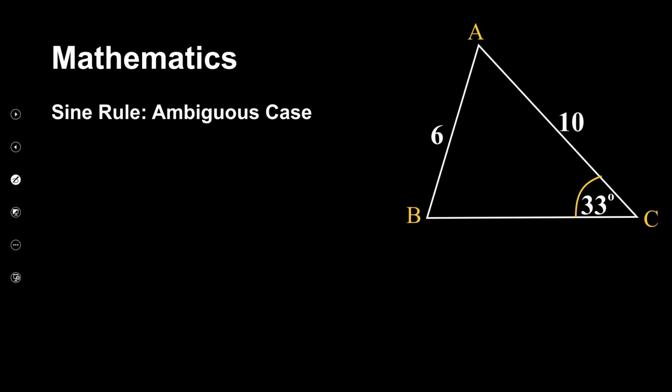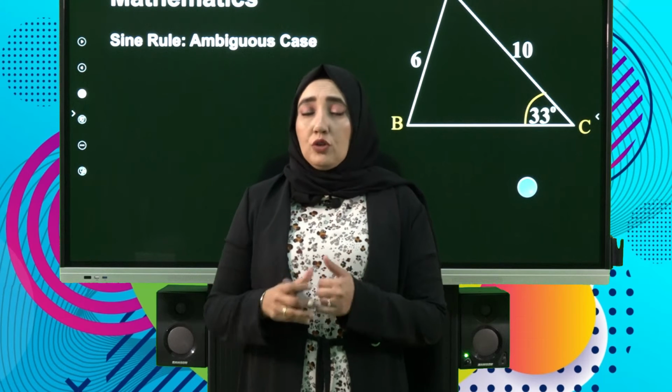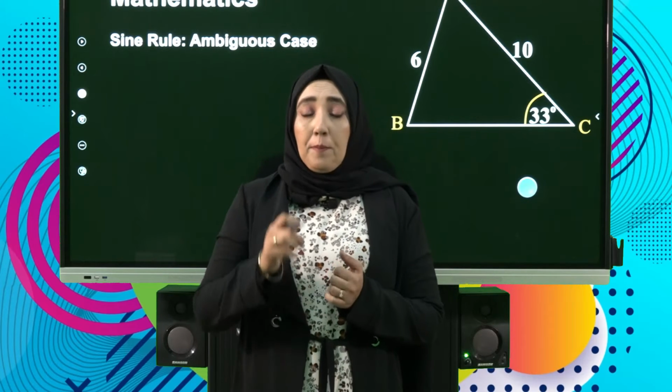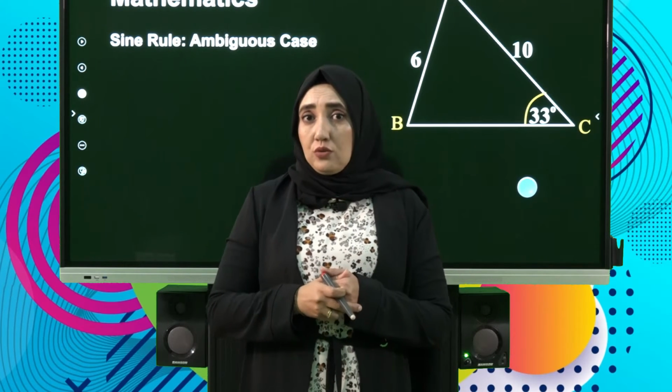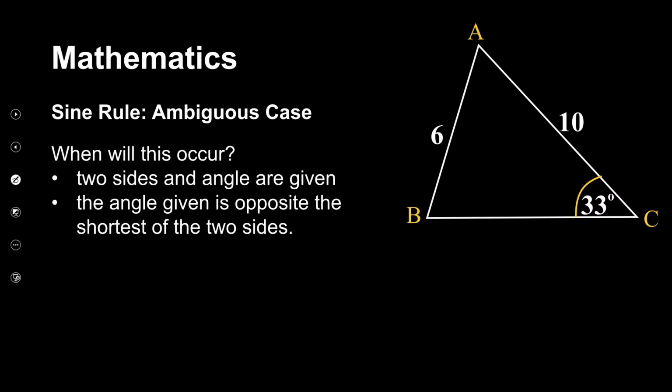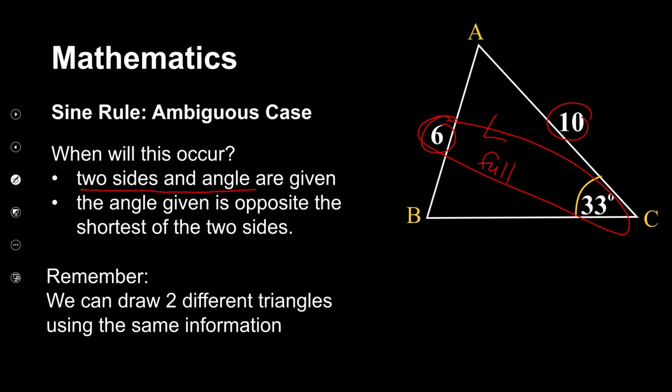Okay, and remember in the sine rule there's the ambiguous case. Can you remember when the ambiguous case is applied? Remember, for the sine rule you need one full pair of angles and sides and one half pair. But the ambiguous case is a specific case of the sine rule. This occurs when we have two sides and an angle given, but specifically the full pair that we're given contains the smaller of the two sides. 6 is smaller than 10, and so we will have the ambiguous case. Remember, when we have the ambiguous case, it means we can draw two different triangles with the same information.